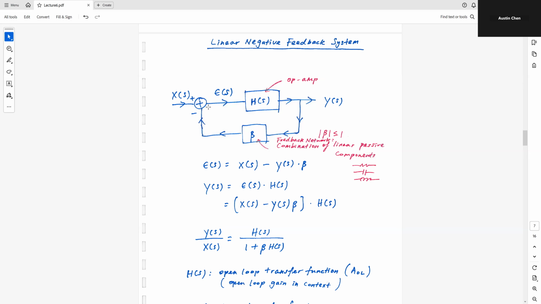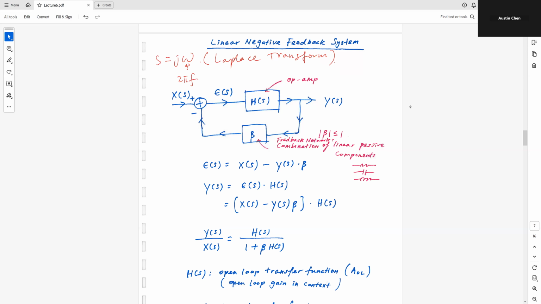So I have my input, which I call X of S, going into this H of S, and I have an output, which I call Y of S. Notice that this S, if you learned something about the Laplace transform, is equal to j omega, where omega is your angular frequency. This is 2 pi F. So this is sort of an analysis in the frequency domain.